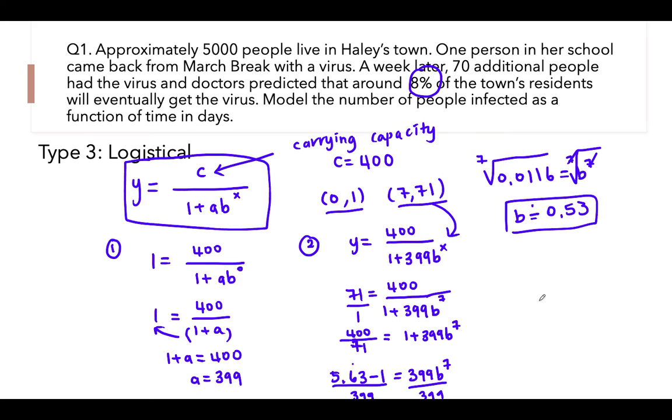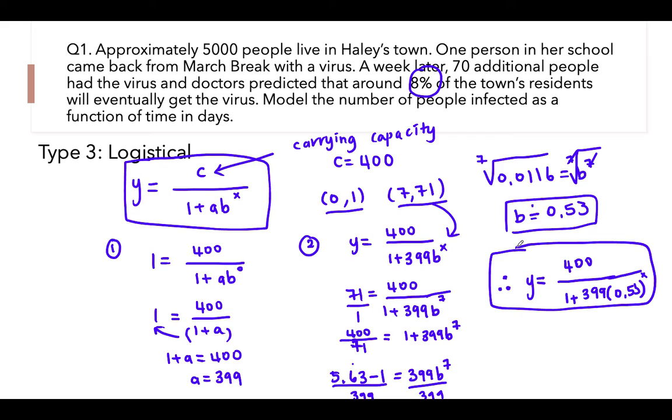Okay, so therefore, if we're approaching the logistic method for the equation based on this word problem, it's going to be y is equal to 400 over 1 plus 399 times 0.53x. Okay, so this is the final equation that we will be applying for this word problem.